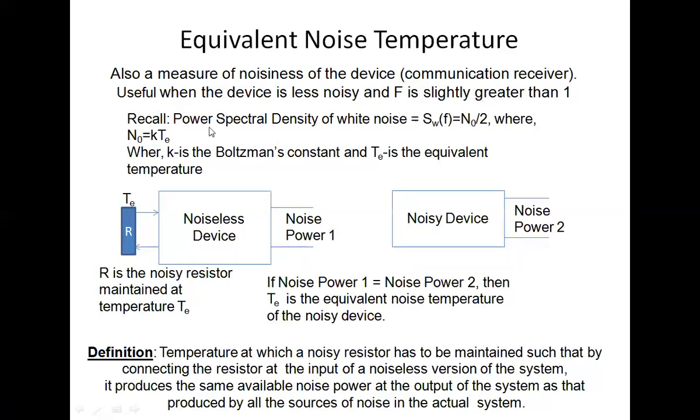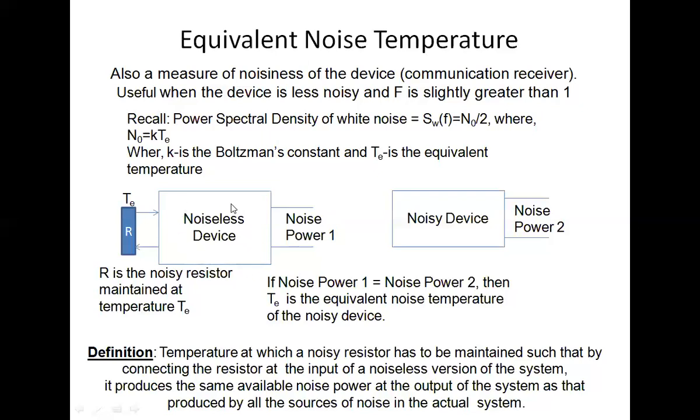Just recall, we had seen that the power spectral density of white noise, SW of f, is given by N0 by 2, where N0 is k times TE, where k is Boltzmann's constant and TE is the equivalent temperature. So what is this equivalent noise temperature?